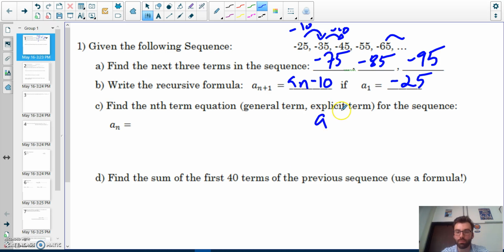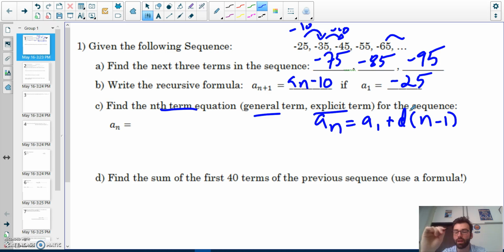Write the general term or explicit term, the nth term equation. All of these mean the same thing. What they mean is we're going to use the nth term formula of our arithmetic sequence. I know that this is arithmetic, and I know to use this one because there is a common difference. I subtract 10 every single time. That means my common difference is negative 10. Leave the n minus 1. My first term is right here, negative 25, equals a sub n.